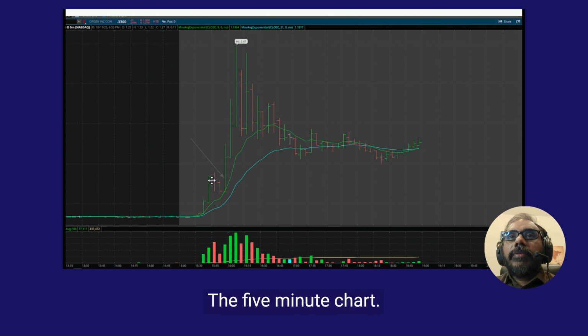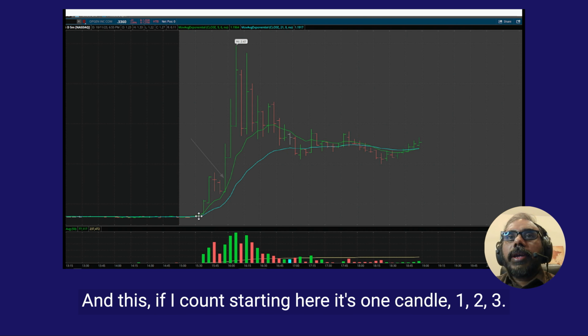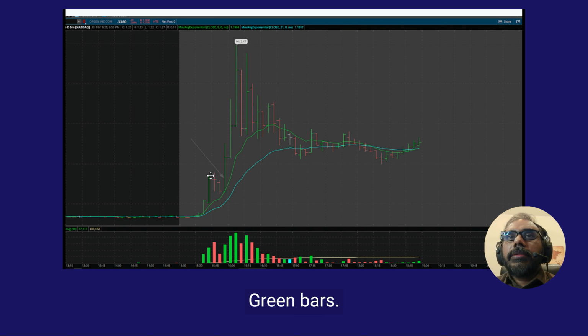This is another example in a 5-minute chart. If I consider this like one candle, one, two, three green bars, subsequent pullback, and low volume, it takes off.